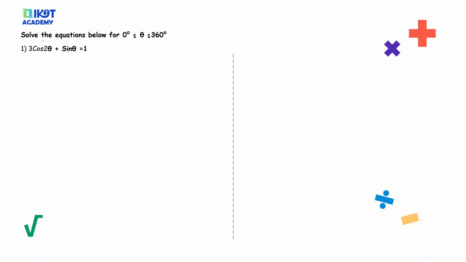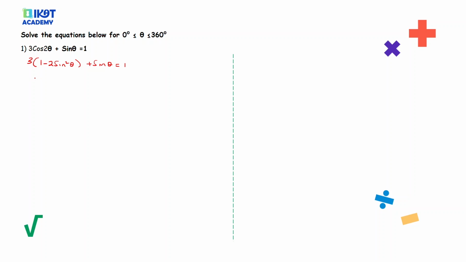Now here this question says solve the equation below for these angles, which are the angles for which we're supposed to solve it. So we have 3 cos 2 theta plus sine theta equals 1. Now we have to convert this cos 2 theta to sine theta such that we can have a quadratic equation. So we have this in brackets. I'll change it to 3 times 1 minus 2 sine squared theta plus sine theta is equal to 1.